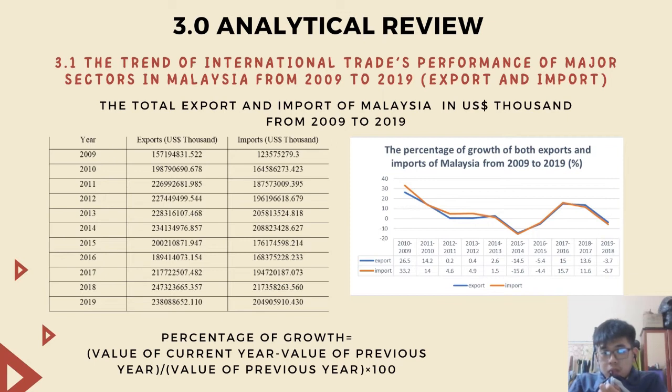As for the percentage of growth, the graph shows a drastic change occurred in both exports and imports from year 2010 to 2015. After 2015, the percentage of growth of both exports and imports, which were in deficits, jumped up to 15% and 15.7% respectively in year 2016 and decreased slightly to deficit values again in year 2019. In conclusion, the performance of both exports and imports is considered to be in an unstable state.